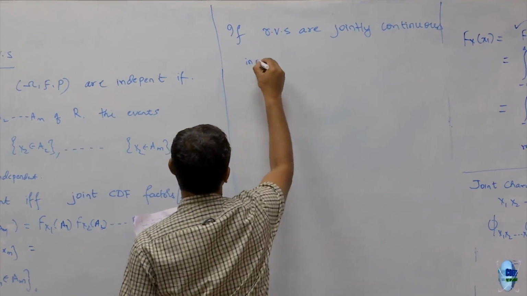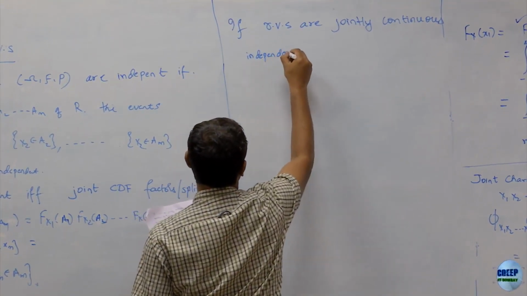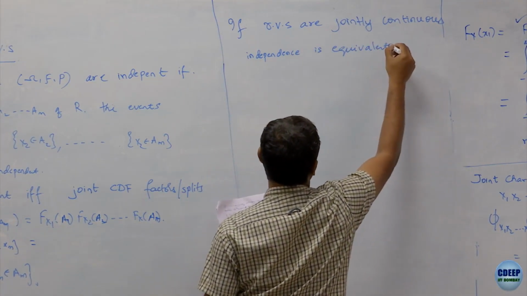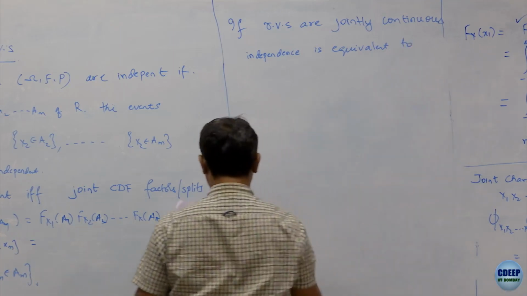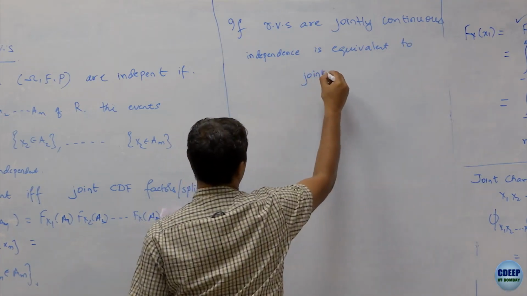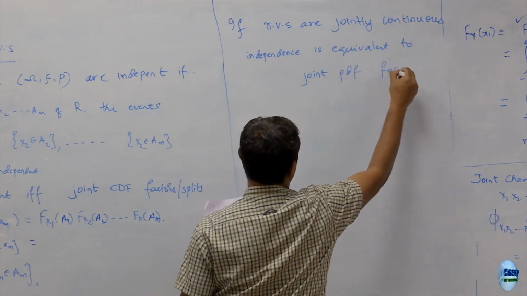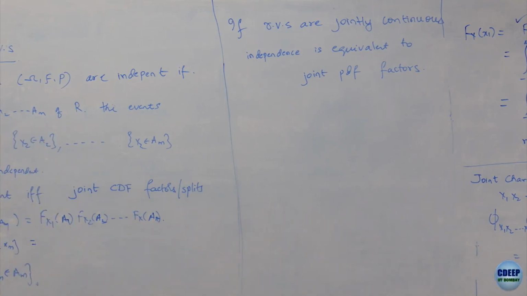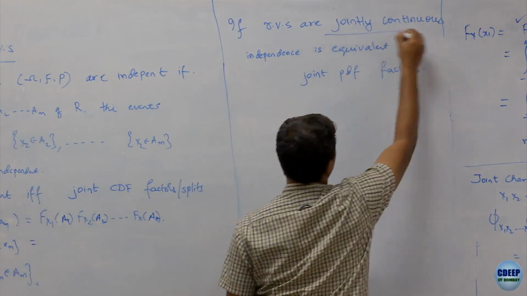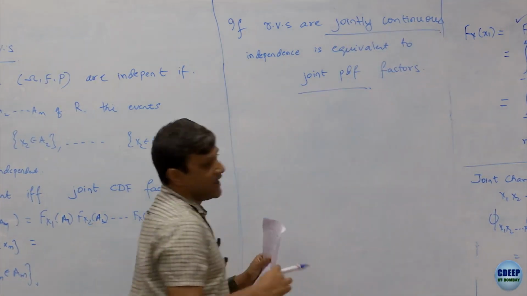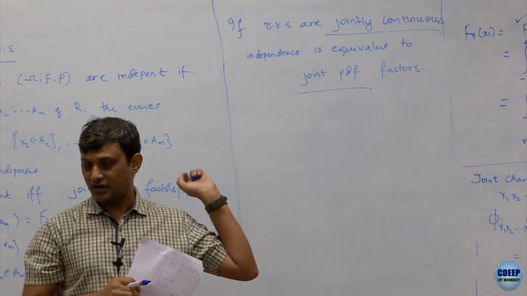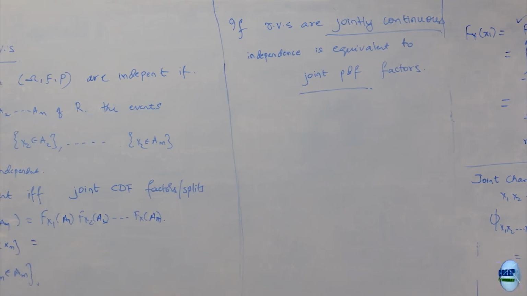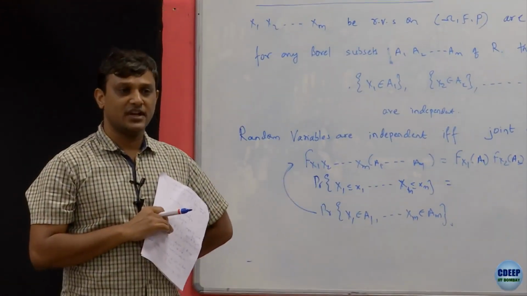Then independence is equivalent to the joint PDF factoring. So, once I told you my random variables are jointly continuous, I have a joint PDF, and if this joint PDF factors or splits, then it is the same as saying they are independent.